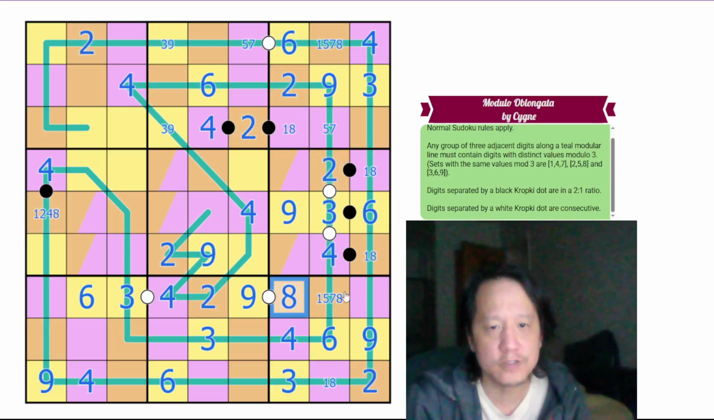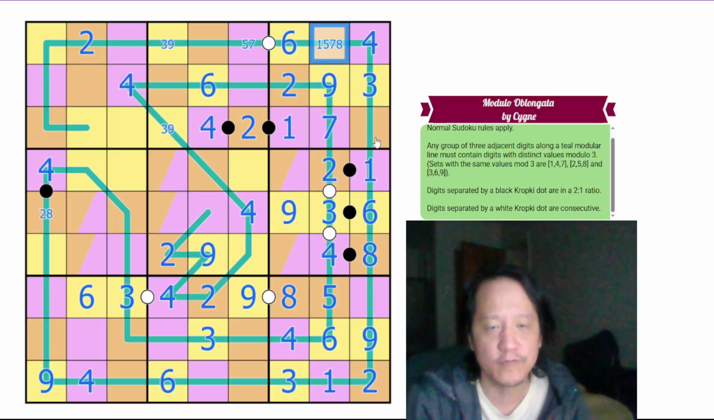Because this is 8. So this cannot be 1 or 7. It's 2 mod 3, so this is 5. This is 2 or 8. That's fine. 2 is in 1-2 ratio with 1. That 4 forces this to be 8. So this is 1, 2, 4. That makes this 7. So this has to be 1 here.